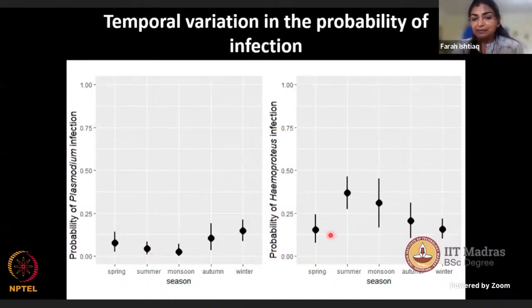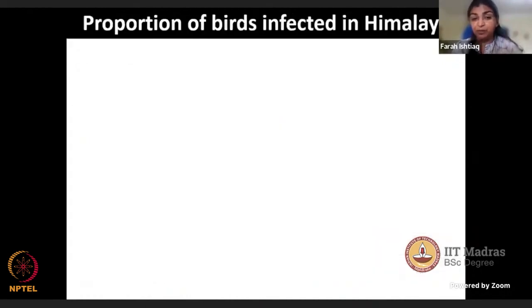But this is the data set I'm showing you just to signify this effect: in our country, in India, if you are in a very warm environment, there is no variation. The parasite is there pretty much throughout the year. So this is just to make this point.